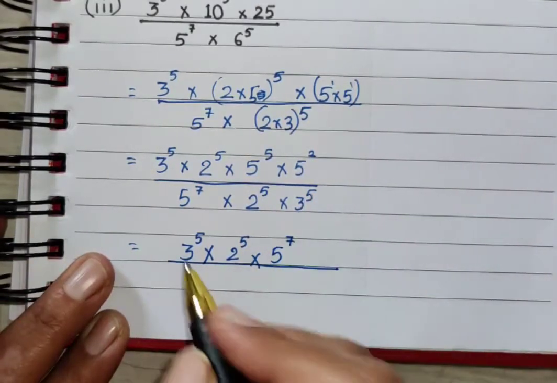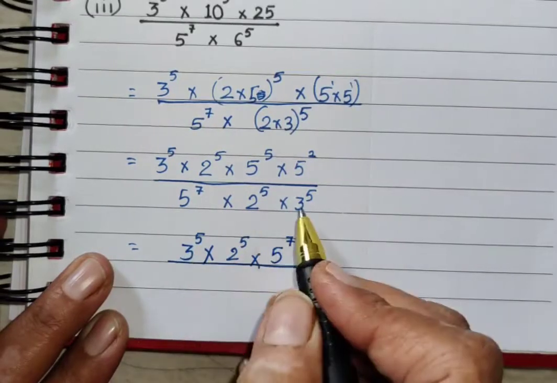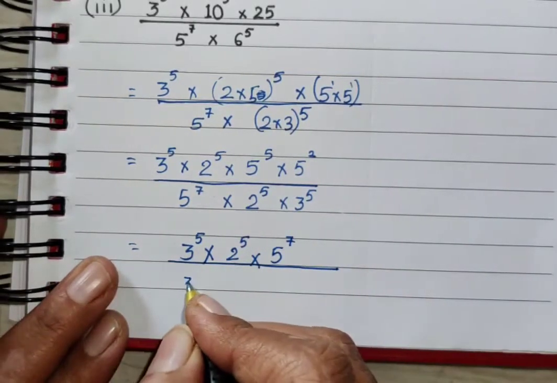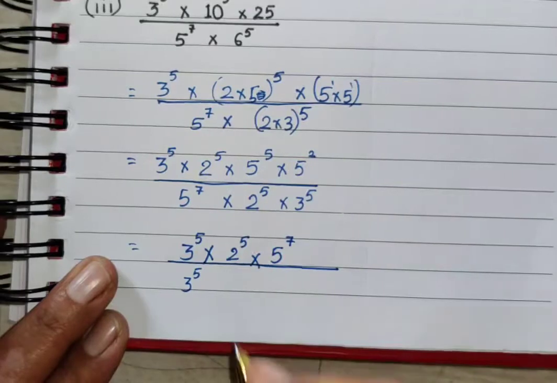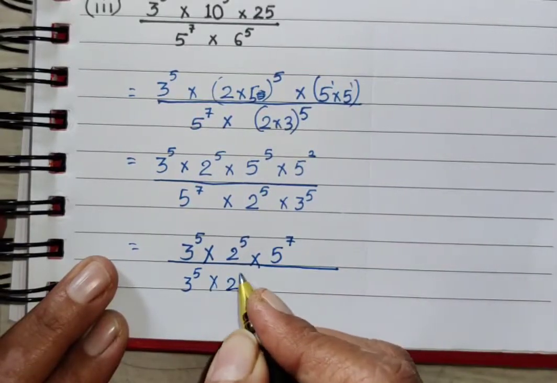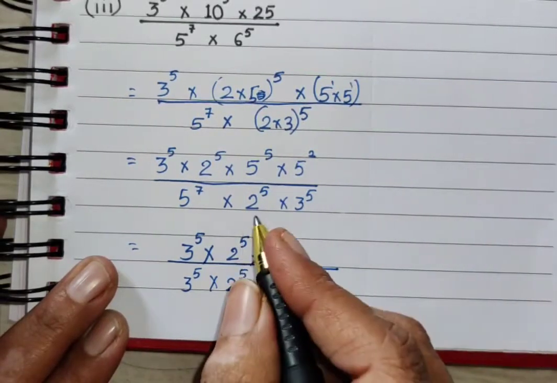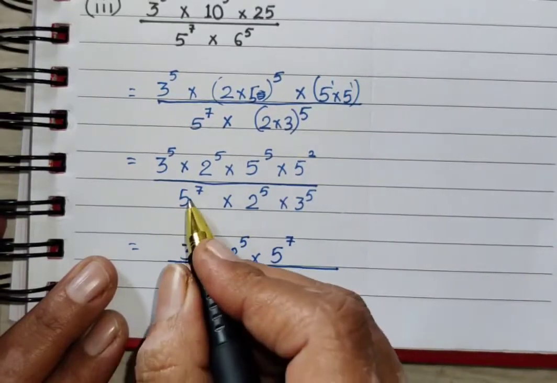Now I am writing 3 first because here 3 is there. So matching with 3, I am going to write this 3 in the denominator, 3 here with 3 to the power 5. Then comes 2, that is 2 to the power 5, it is down, and 5 is having power 7.